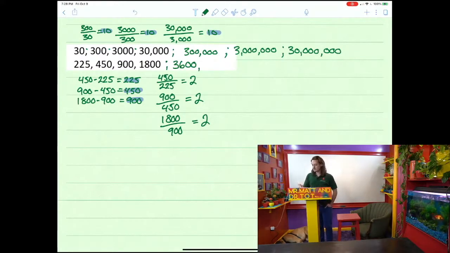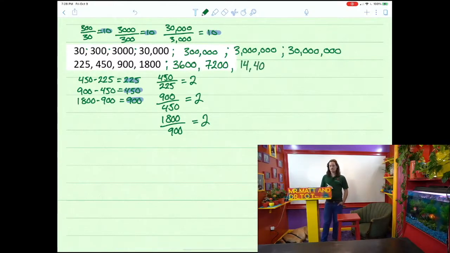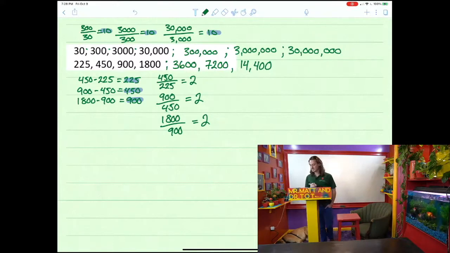3600 times 2 is going to be 7200. And 7200 times 2 is going to be 14,400. So the next three values would be 3,600, 7,200, and 14,400.